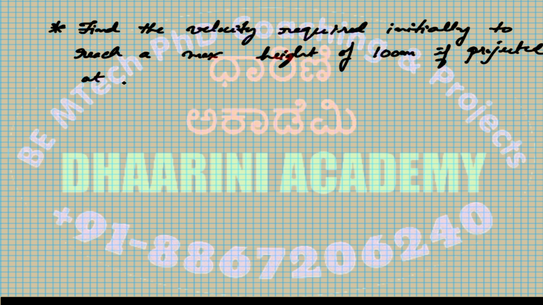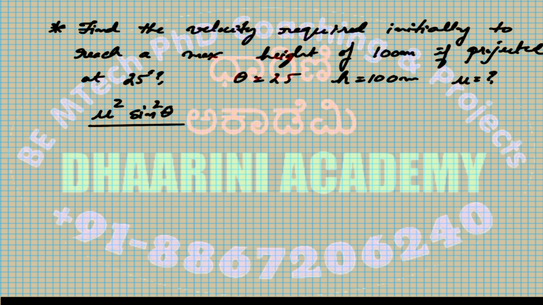projected at 25 degrees. So they have given theta is 25, right? And the height is given at 100 meters. What is u is the question. So need to find u such a way that the height is 100 meters. So we know that this is u square sine square theta divided by 2g is equal to 100. Let's take g as 9.8.